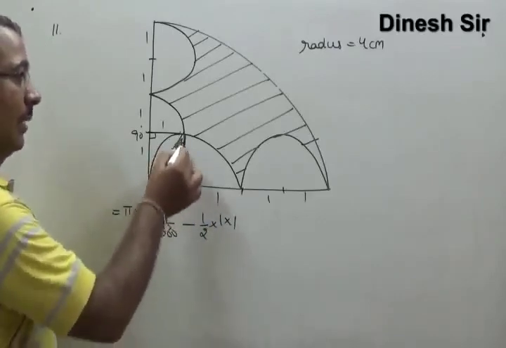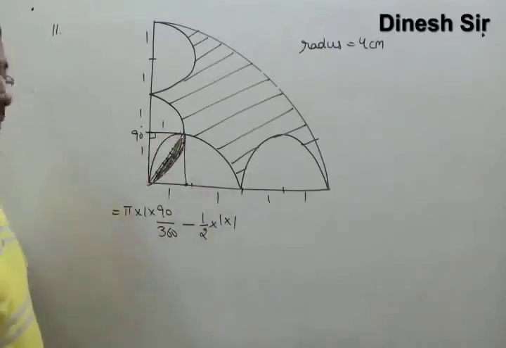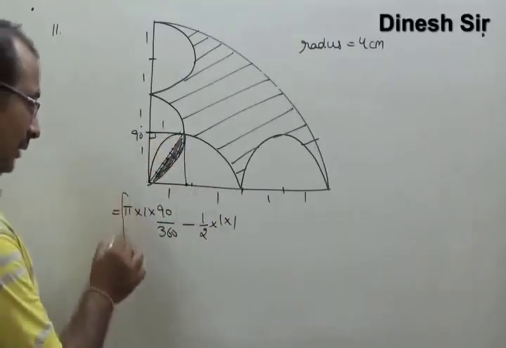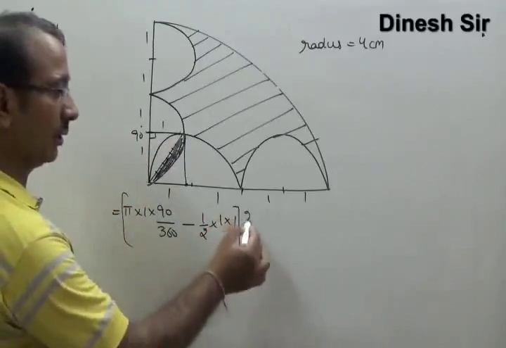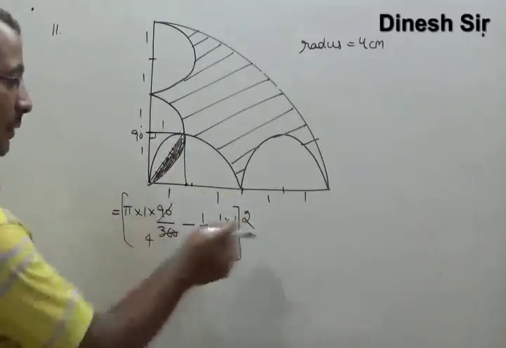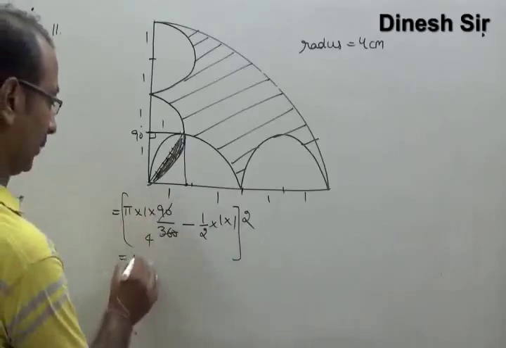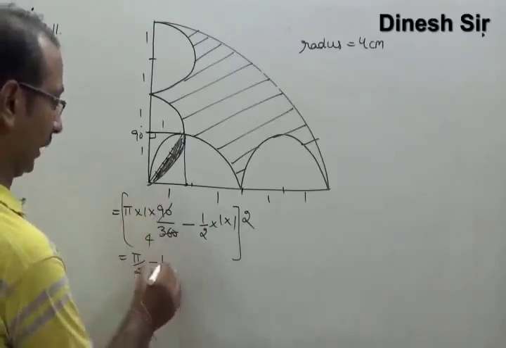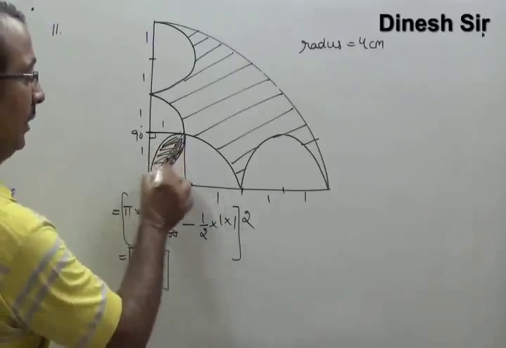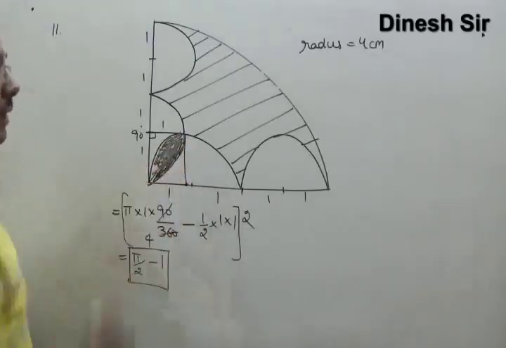In this question, we are primarily concerned with the area of this leaf. That is twice of this, because this portion is also the same. So the area of this leaf is twice of it, right? Here 90 will go on 4 multiplied by 2. So you may take it as pi by 2 plus 1, pi by 2 minus 1. That is the area of this leaf: pi by 2 minus 1, right?